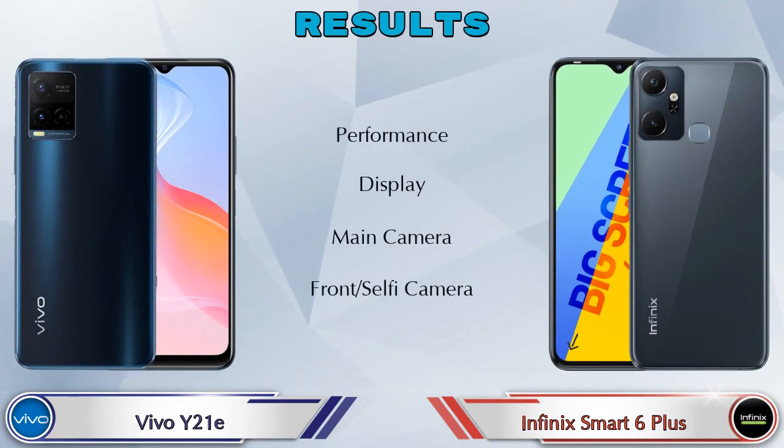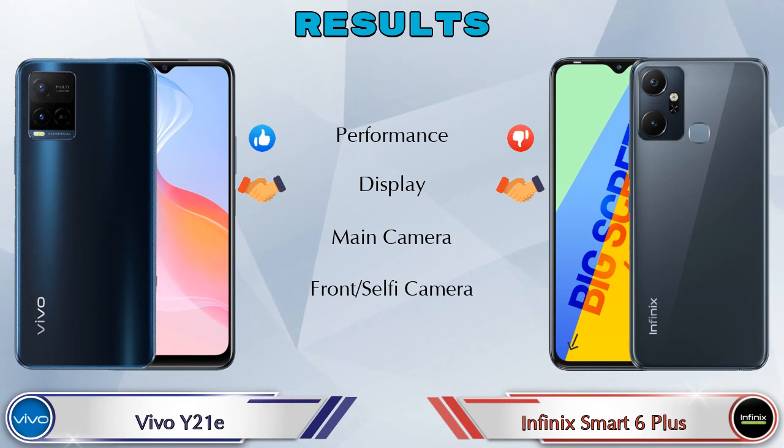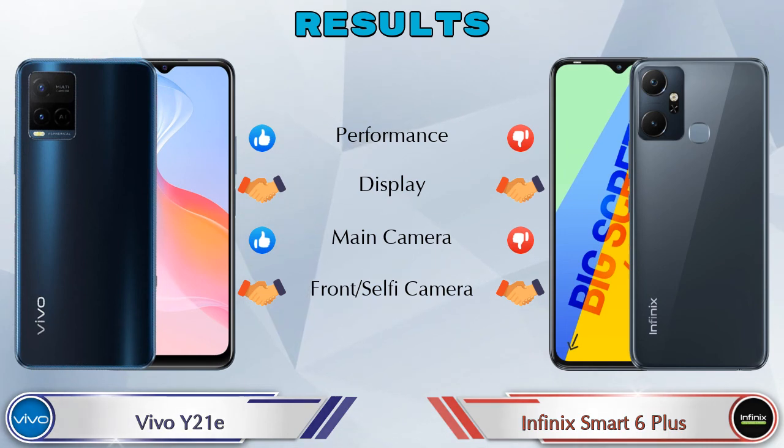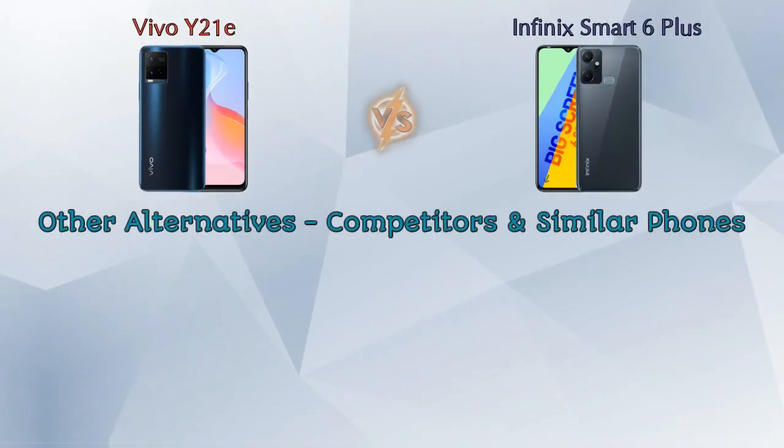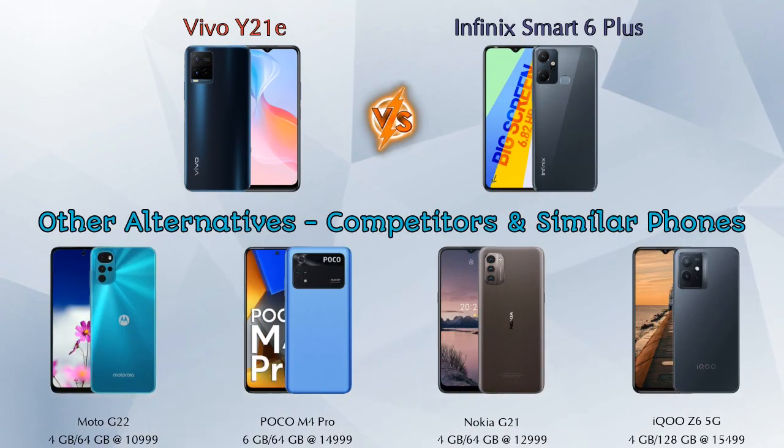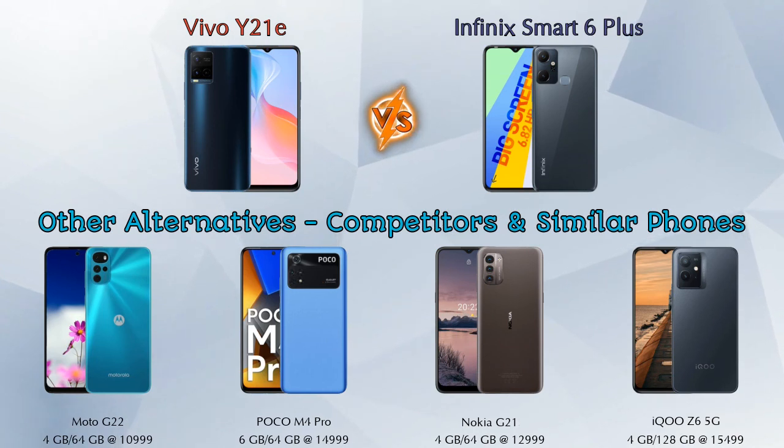Finally, talking about the result. In performance, Y21e is ahead. In display, both phones are the same. In main camera, Y21e is ahead. In front selfie camera, both phones are the same. Friends, now if we talk about other competitors at the same price, the first one is Moto G22 4G, second is Poco M4 Pro, third one is Nokia G21 and the last one is iQOO Z6 5G. Also, details about all these competitor phones are available in the description.